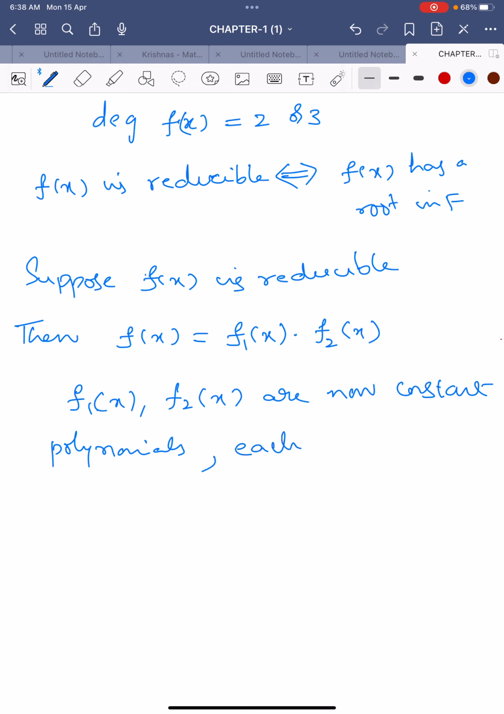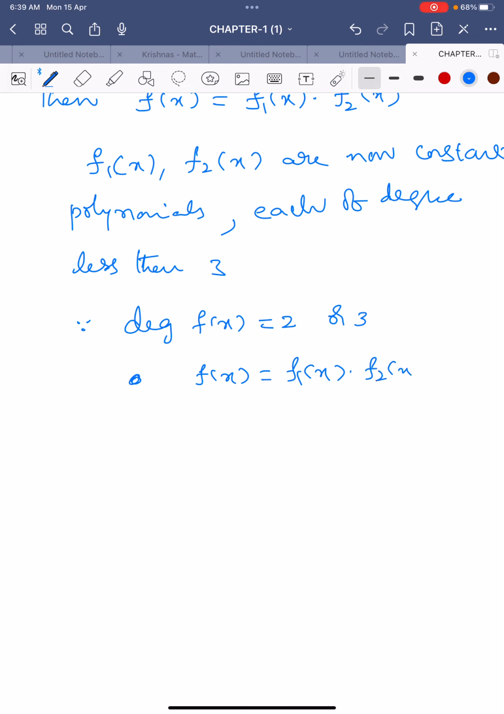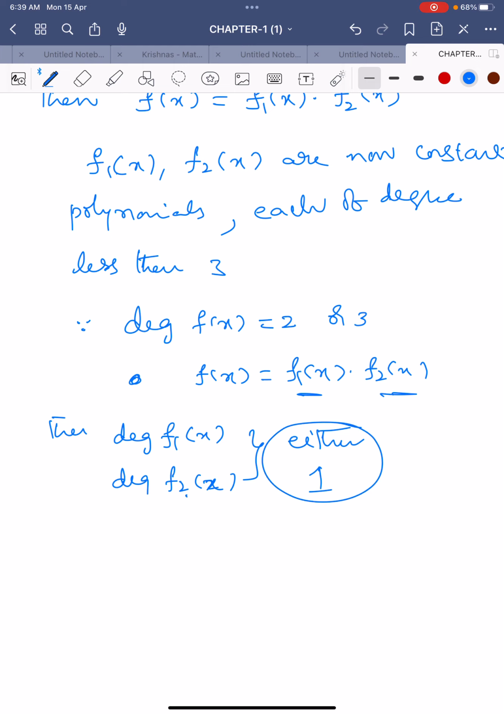each of degree less than 3, because the degree of the polynomial f of x is given as 2 or 3. Again, since the degree of f of x is either 2 or 3, and f of x can be written as f1 of x into f2 of x, what does it mean? The degree of f1 of x or the degree of f2 of x, one of them, must be 1. Among these two polynomials, one of them has degree 1.